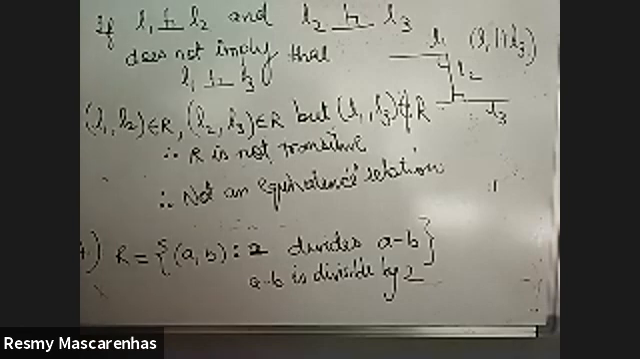Or even if the question asks, prove that A minus B is even. Even means it should be divisible by 2. So whichever way the question is asked, the solution will remain the same. Now R is a set of integers. Z is given to you.